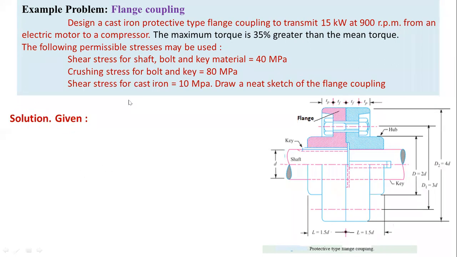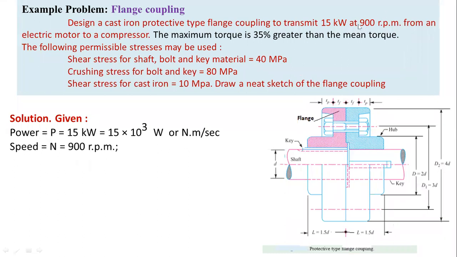First of all, you have to identify the given values. From the given question, the power transmitted by the solid shaft is 15 kilowatts. Here you can observe the power transmitted by the solid shaft equal 15 kilowatts. 1 kilo equal to 1000, so 15,000 watts. 1 watt equal to Newton meter per second.